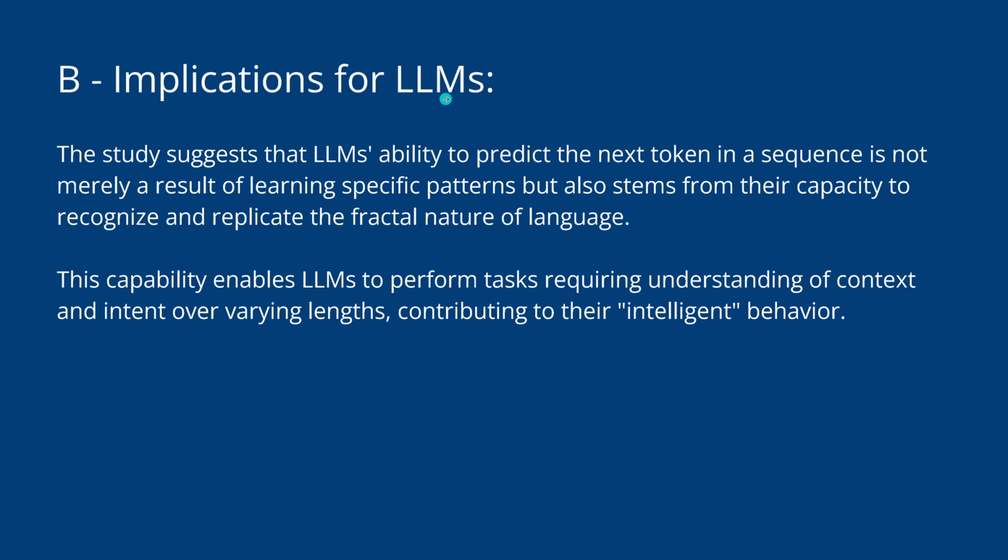B. Implication for LLMs. The LLM's ability to predict the next token in a sequence is not merely a result of learning specific patterns in the pre-training phase, but also stems from their capacity to recognize and replicate the fractal nature of human language. This is new. This is something that should amaze you, because this is a hidden pattern behind a hidden pattern. So this capability enables LLMs to perform tasks requiring understanding of context and intent over varying length, thereby contributing to intelligent behavior.